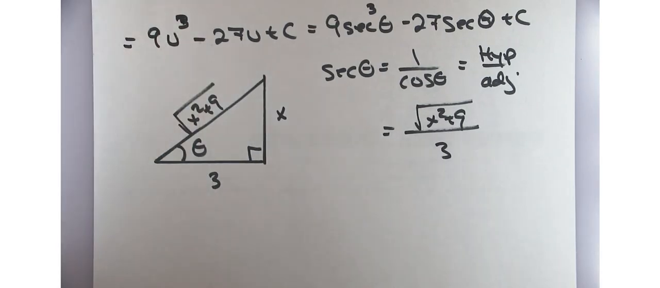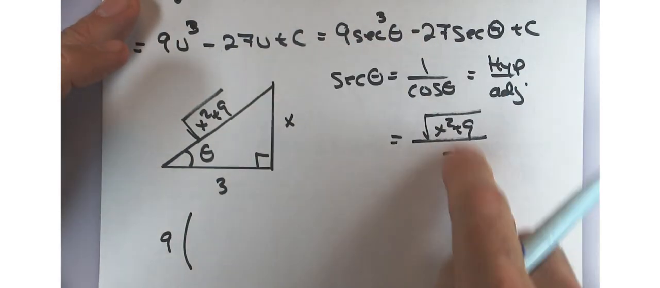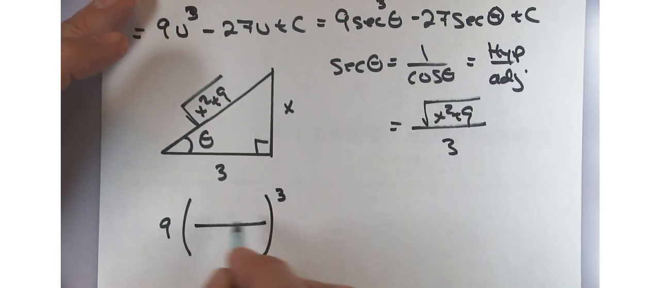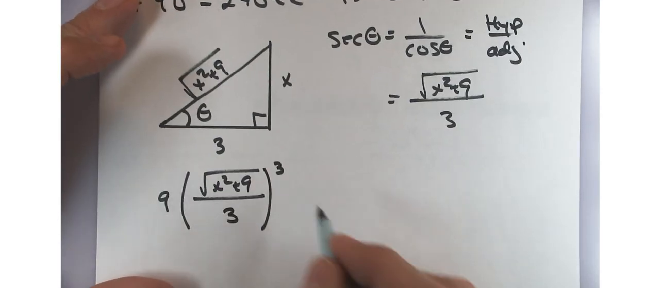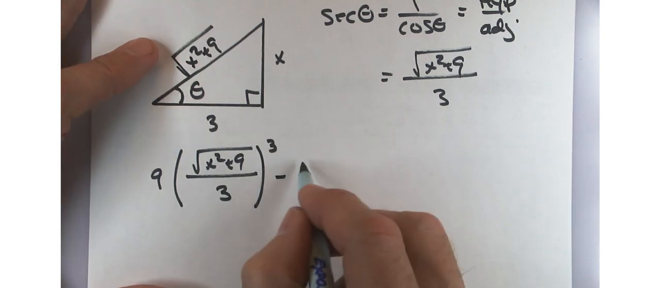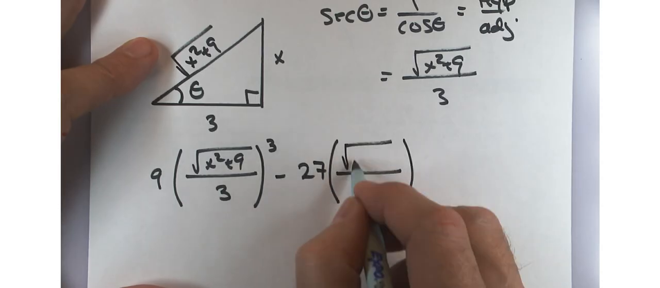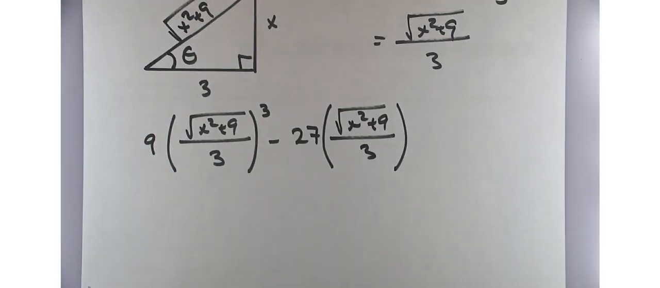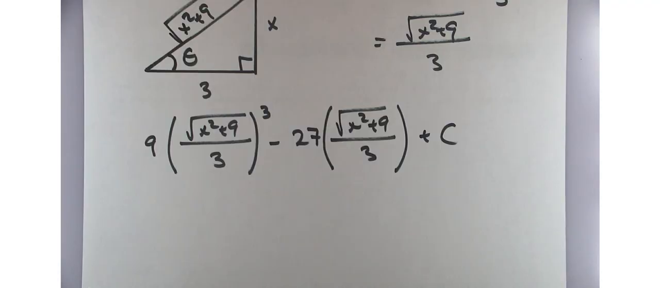So there we go. If I fit that back in here, I get 9 times this cubed. And that's going to be the square root of x squared plus 9 over 3, cubed, minus 27 times the square root of x squared plus 9 over 3. Do me a favor. Don't finish it here. There's one more thing I want. Plus c. I'd really feel bad if I took off a point after all that beautiful work.